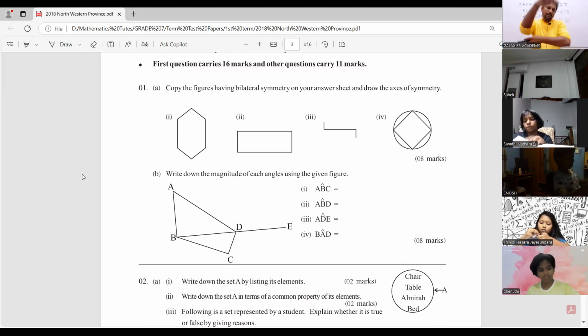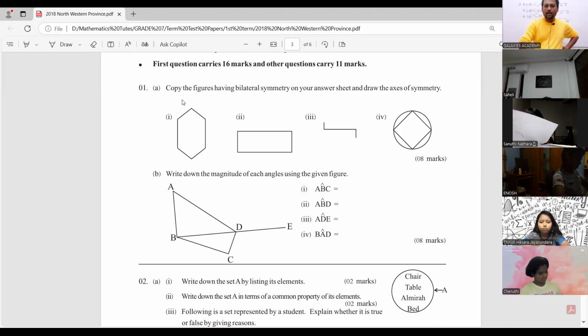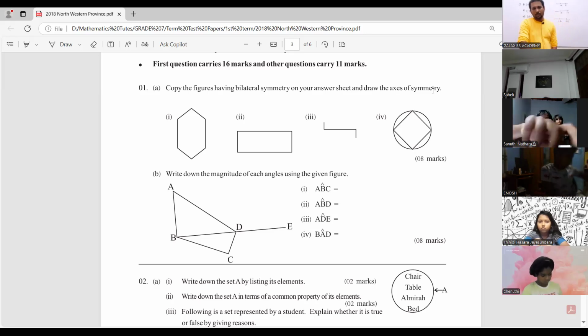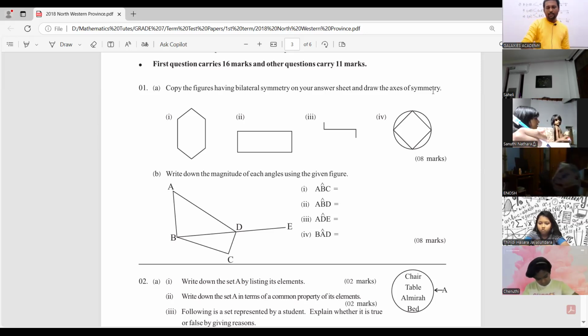First question given: copy the figures having bilateral symmetry on your answer sheet and draw the axis of symmetry. Copy the figures having bilateral symmetry. Right. Which figures have bilateral symmetry? First one, yes, it has bilateral symmetry. Second one, also it has bilateral symmetry. Third one, it hasn't the bilateral symmetry, no?